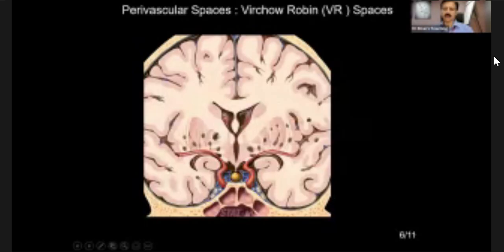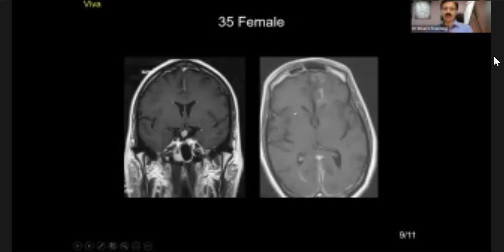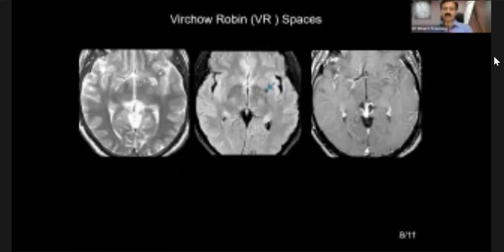Sometimes what happens is that in this example, it shows you that when you give contrast, sometimes it is not in each and every case. You can see actually a vessel going in the middle of this cystic space. So this is another evidence that this is Virchow-Robin space.